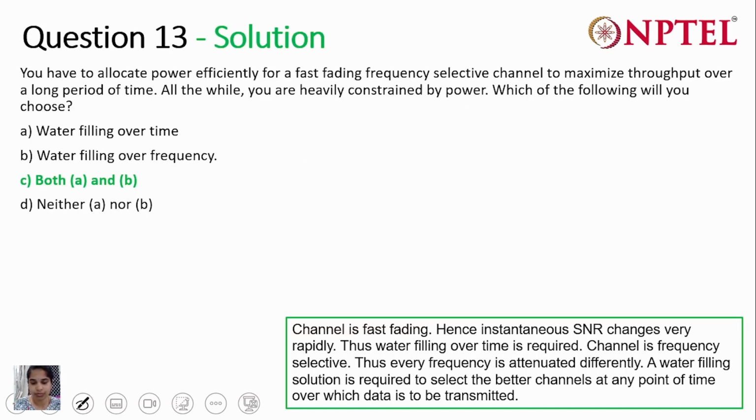So it's fast fading. We have the instantaneous SNR that's changing very rapidly, which means we'll have to do water filling over time. However, it's frequency selective also, so for every frequency we have a different attenuation. So we have to do water filling over frequency also. So we'll have to do both: water filling over time and water filling over frequency.